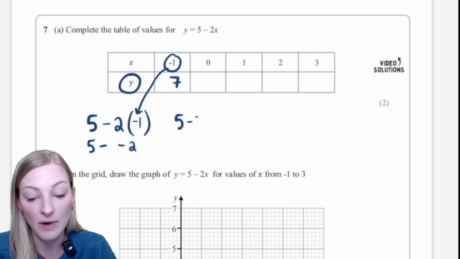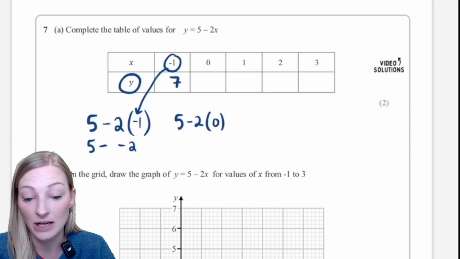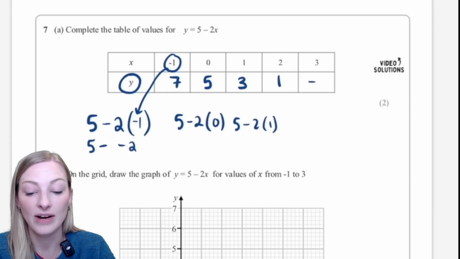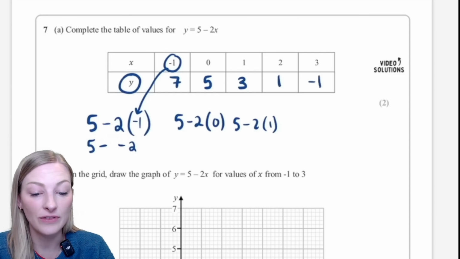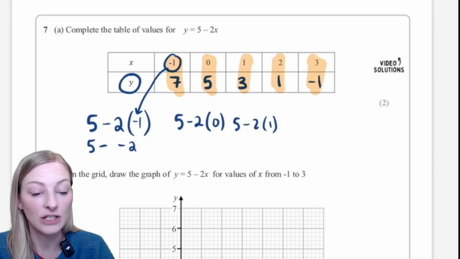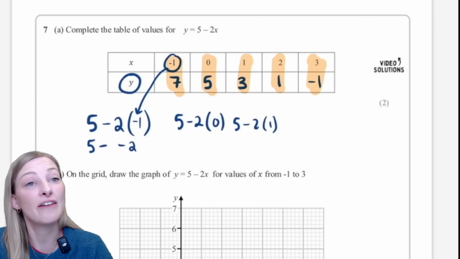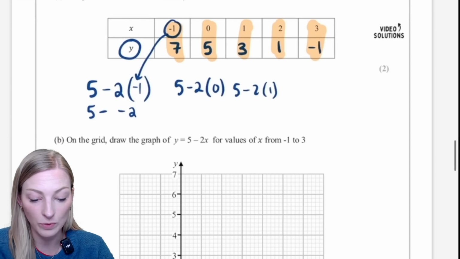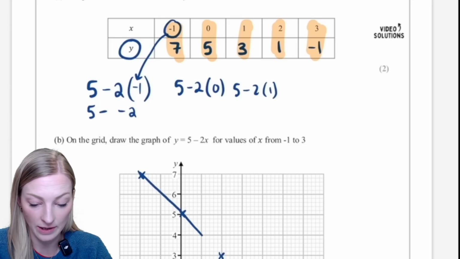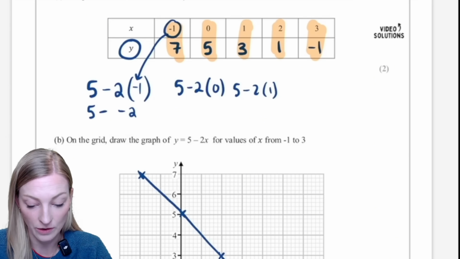Then I've got 5 minus 2 lots of 0, which is just going to be 5. Then I've got 5 minus 2 lots of 1, which is just going to be 3. And then the next one is 1, and the next one is -1. Each of these is a coordinate that we're going to plot on our graph, because each of these fits the equation and therefore lies on the line. So I've got -1, 7, 0, 5, 1, 3, 2, 1, 3, -1, and we're going to join that up with a nice straight line going through all those points.